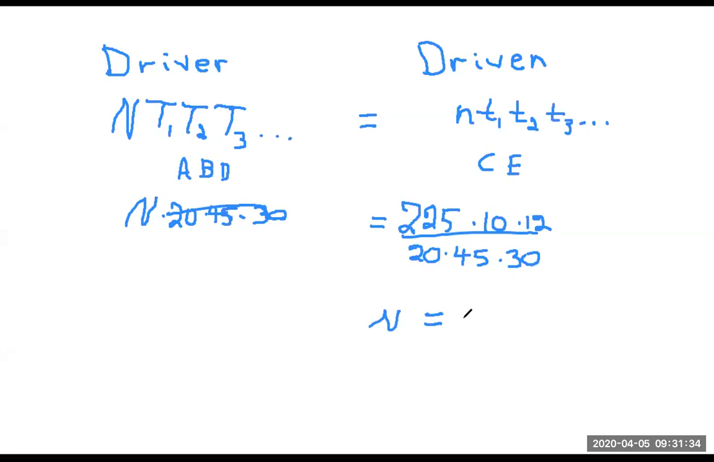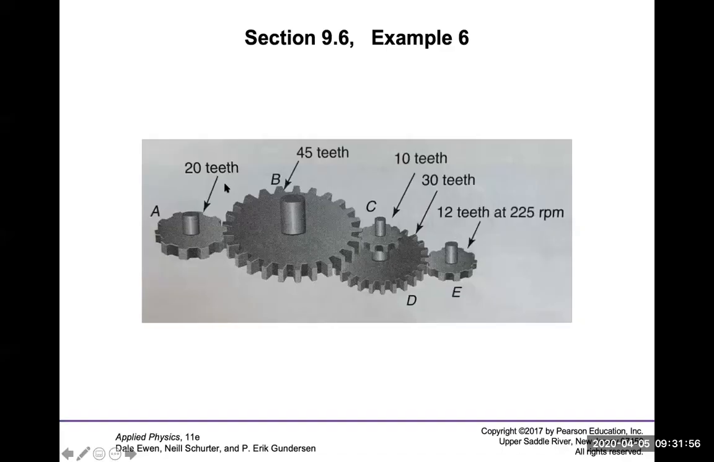And let me see. Wait, we're missing something here. We should have the same number of drivers and driven, shouldn't we? So let's go back to that picture and see if we spot an error. This is a good error to catch. So let's go back and see. How many drivers do we have? We have A and B and D. Very good, we got that. How many drivens do we have? Aha, B is driven, and so is C and E. So we missed B as a driven. Let's go back, fix that.